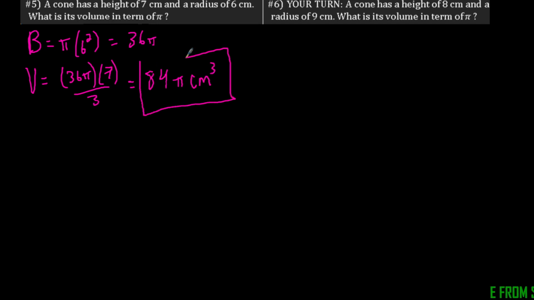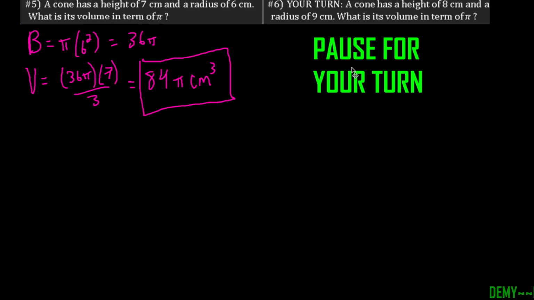Same setup for number 6. It says, your turn. A cone has a height of 8 centimeters and a radius of 9 centimeters. What is the volume in terms of pi? So make sure you just leave pi as it is, so make sure you're not multiplying it until the very end.